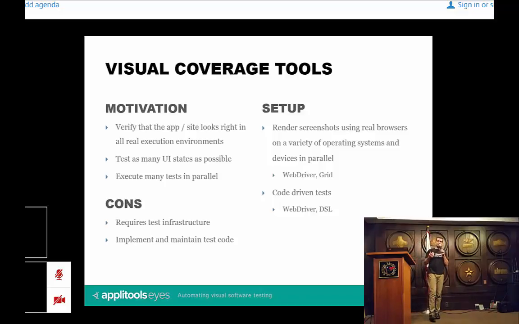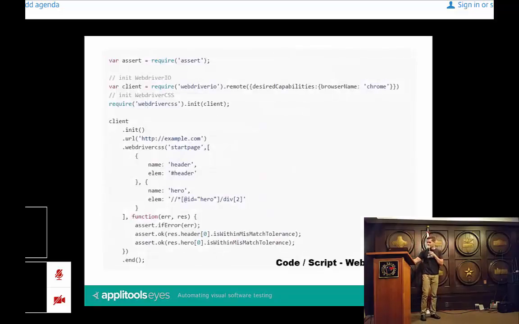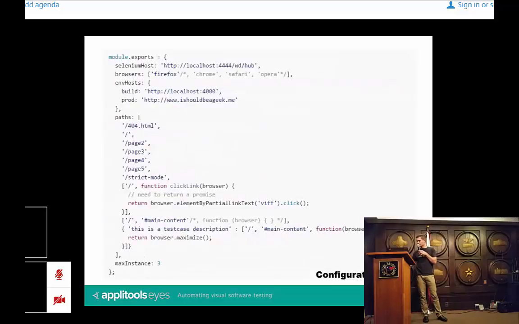So I've already shown you WebDriver CSS, and this example shows WebDriver CSS code, so I won't go into it again. But this is an example of a configuration-driven test. This is a tool called VIF, also an open source tool. The main thing here is you specify the location of the application, the website that you want to test, and then a list of URLs or paths that are visited by the tool, and for each path they take the screenshot, compare it to the baseline, generate a report, and resize the browser as you specify.